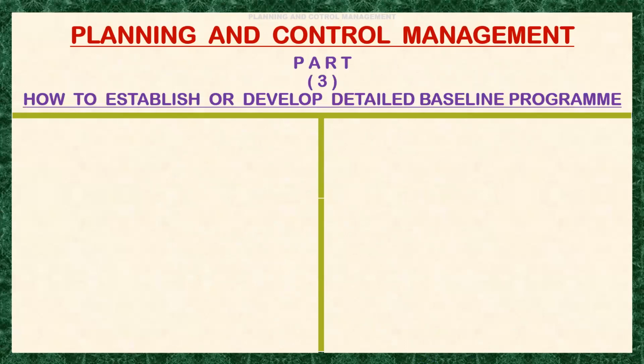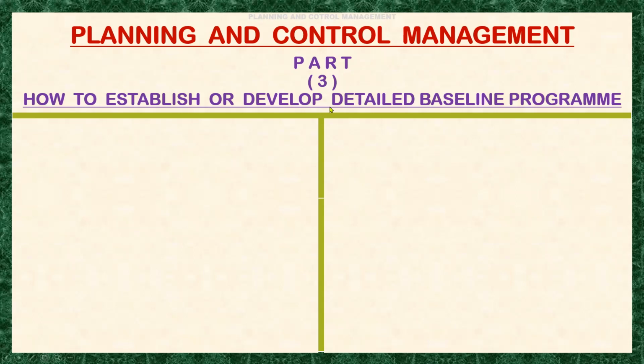Planning and control management part 3, how to establish or develop a detailed baseline program. We are now starting on part 3, that is, to develop a detailed baseline program. Previously we were working on part 2, on how to develop a new project. So we are moving forward now.